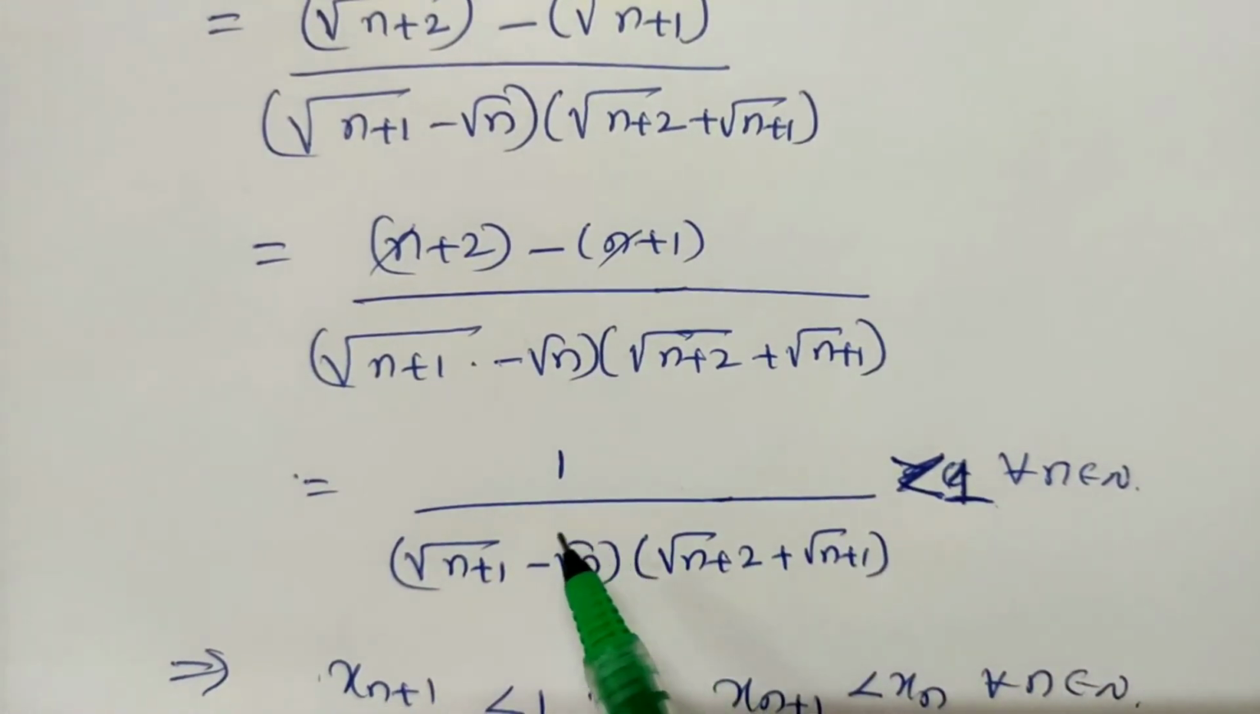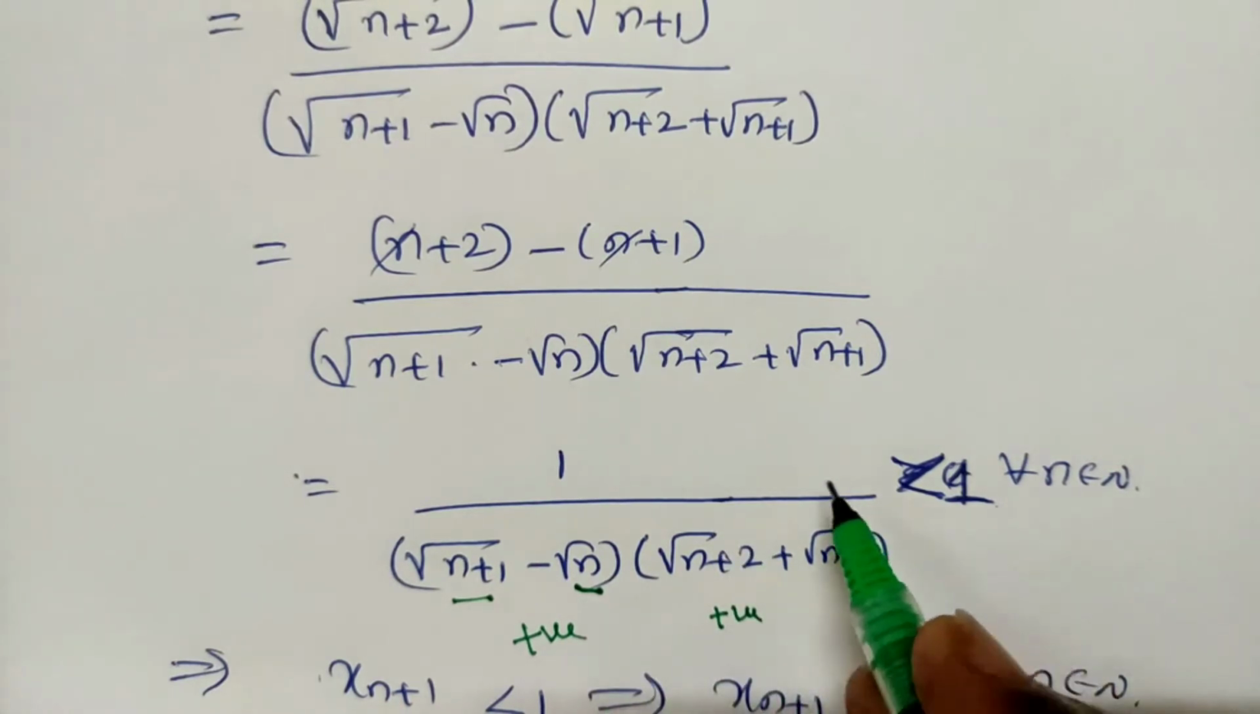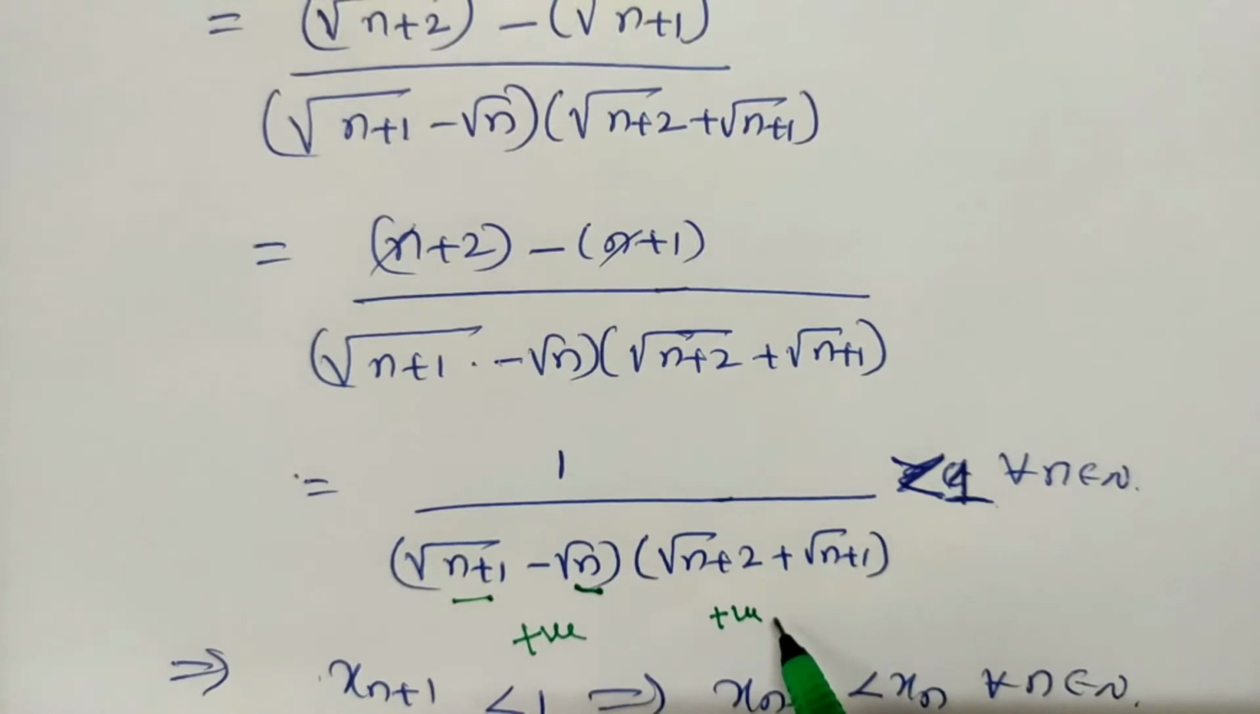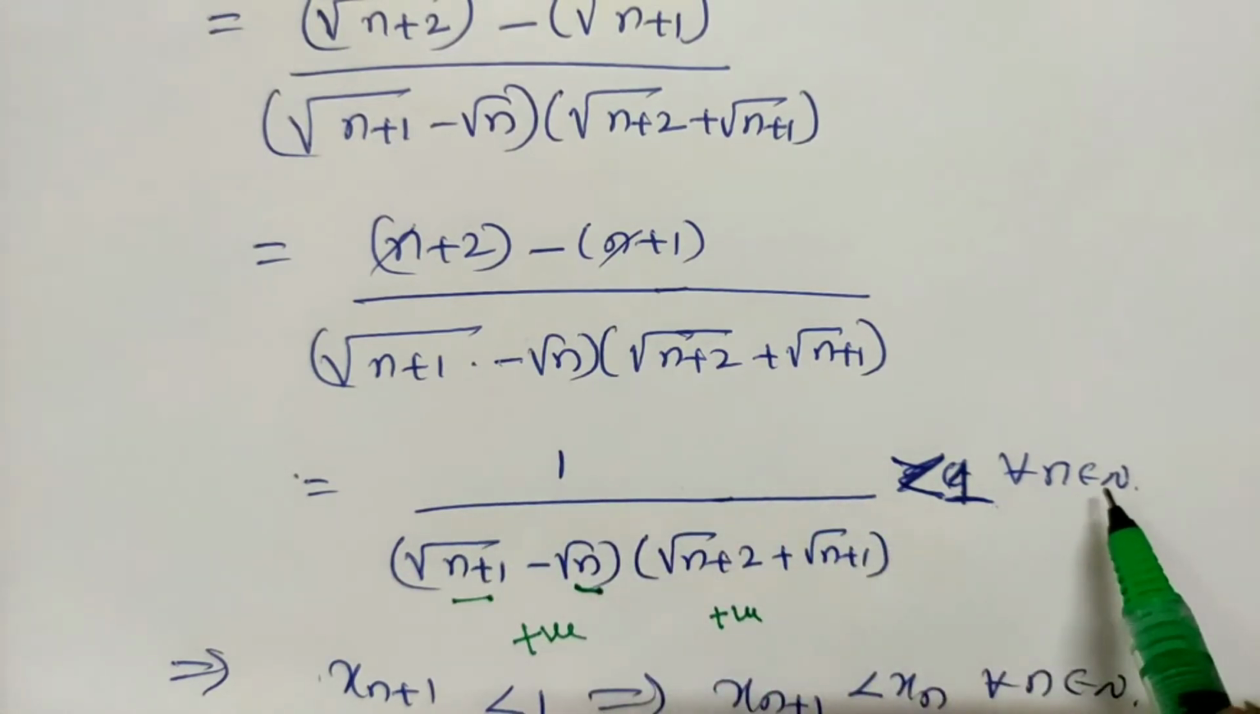See here, whatever it may be, the denominator here is root n plus 1, which is greater than root n. So this is again positive. This is a positive value, and this one is anyhow also positive. So it is 1 divided by all these positive terms. But it is 1 divided by something which is greater than 1. The denominator is always greater than 1. So this implies 1 divided by a value which is greater than 1 is always less than 1. This ratio is always less than 1 for all n belongs to N.